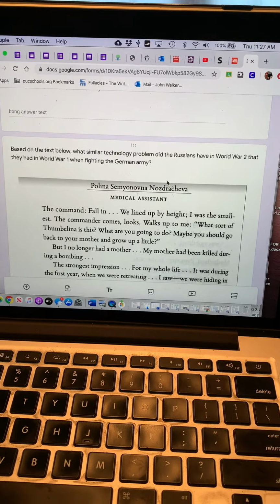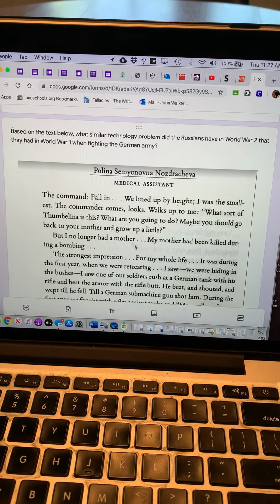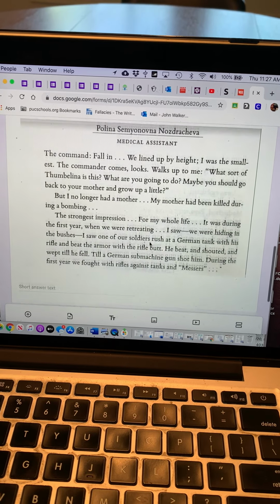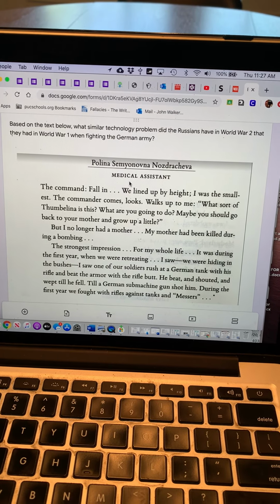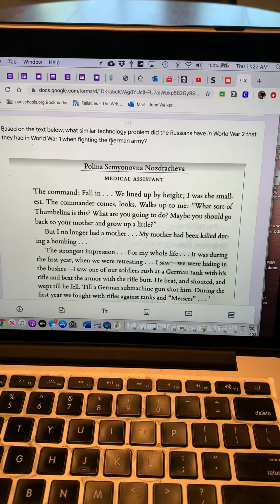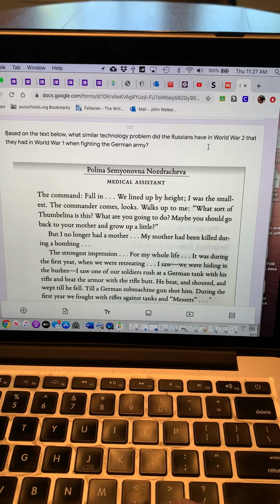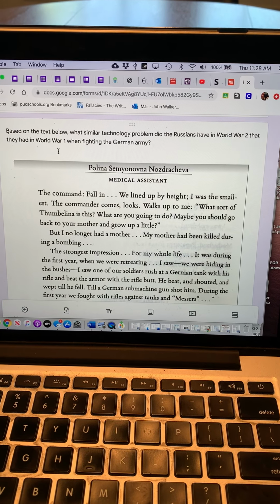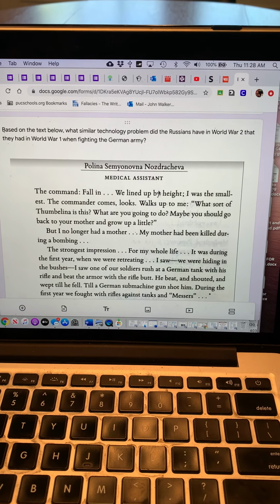Okay, this next part, I give you an excerpt of the text, okay, from a medical assistant, and I ask here, based on the text below, what similar technology problem did the Russians have in World War II that they had in World War I when fighting the German army?